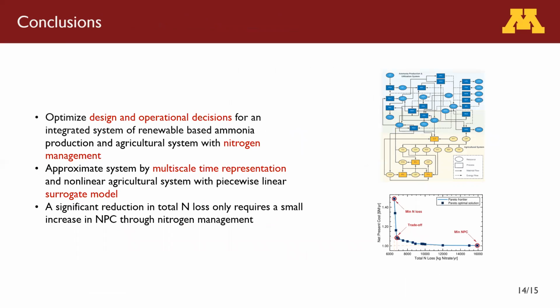To conclude this talk, in this work, we develop a mathematical formulation to optimize design and operational decisions for an integrated system of renewable-based ammonia production and agriculture system with nitrogen management. We solve the model by applying the multiscale time representation and the piecewise linear surrogate model. From the result, we observe that a significant reduction in total N loss only requires a small increase in the net present cost through nitrogen management.